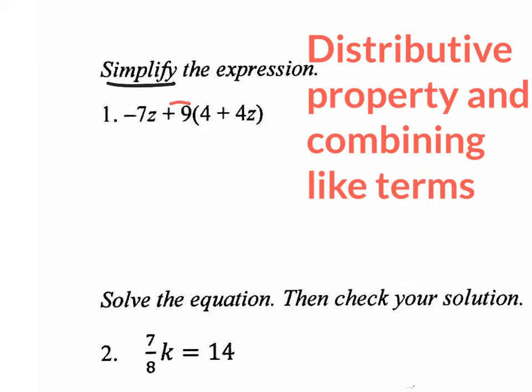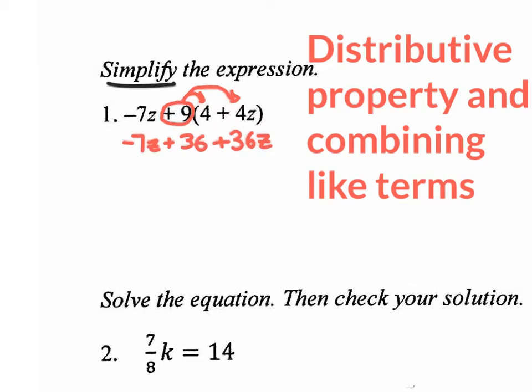I like to circle and include the sign that's in front, what I'm going to distribute, and then draw arrows. 9 times 4, that is 36. And it is a positive 9 times a positive 4, so that's a positive 36. And then 9 times positive 4z, that'll be a positive 36, but with the z. And then I bring down the rest. The negative 7z, I just bring it down.